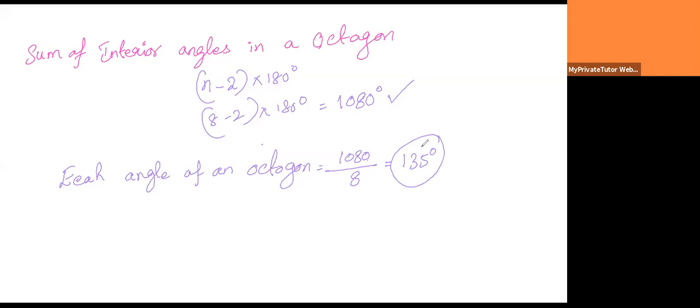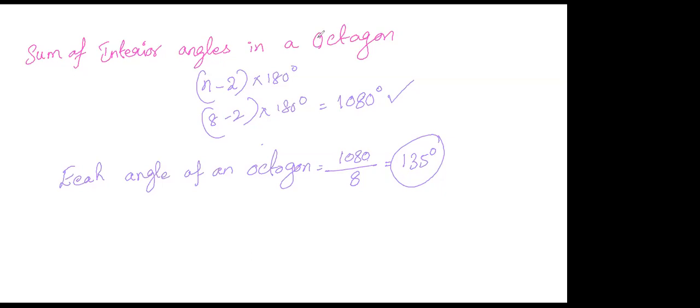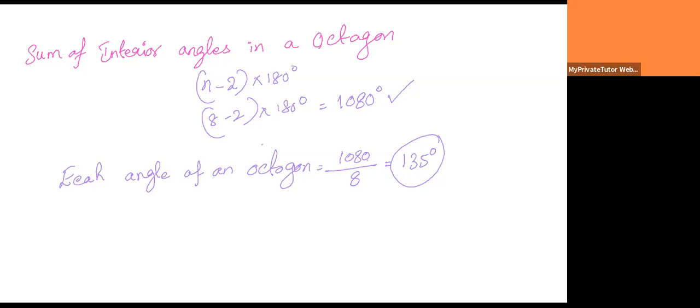This is applicable only for a regular octagon, which means all the sides are equal. So these are the two formulas you need to remember. One is the total number of sides minus 2, then multiplied by 180, and to find each angle, just divide by the total number of sides. Okay, so let's move to the next topic. This is the formula I was talking about.